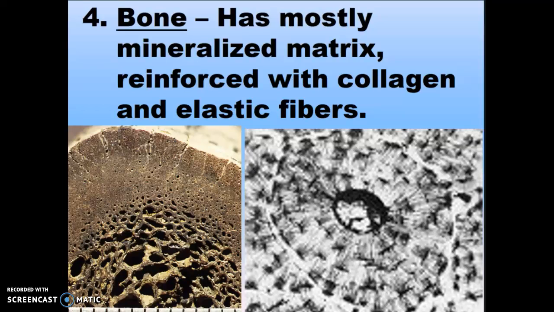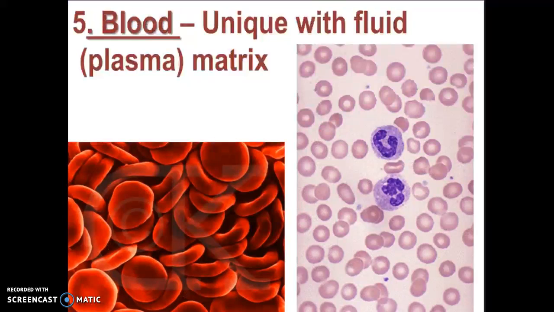Now the bone. The bone is so easy to tell under a microscope. It has mostly mineralized matrix. Hydroxyapatite is the name of the mineral that the body makes by taking the calcium we eat and combining it with some phosphate, and you get these strong, solid fibers. Now it's also reinforced with collagen and elastic fibers, so bone doesn't necessarily snap. Those help give it some bendability.